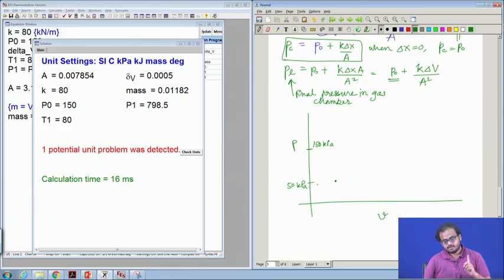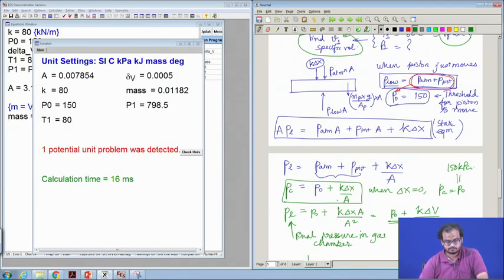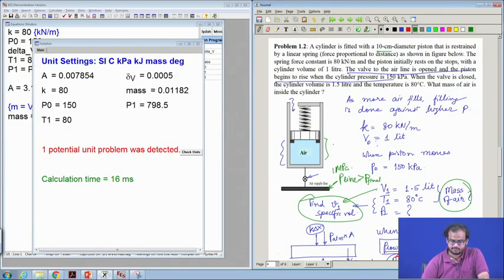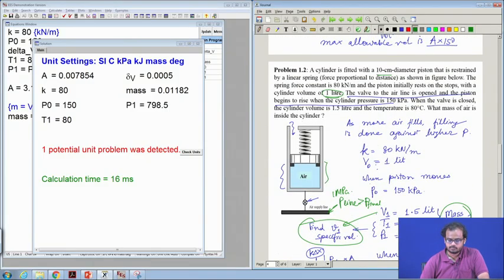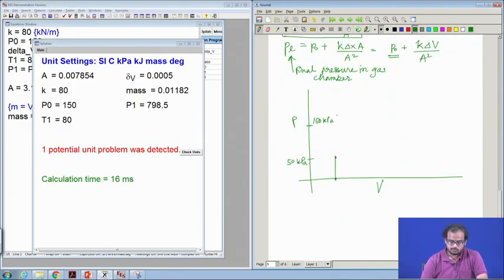So, what is this volume going to be? This is total volume. This volume is the initial volume, which is 1 liter. Then you start letting air come in. The volume does not change, but the pressure changes. The volume does not change because in order to have a change in volume, you need the piston to actually move, but the piston is held by a spring, and the spring will not allow the piston to move until you reach a pressure of 150 kPa. So, this is how the process will proceed.